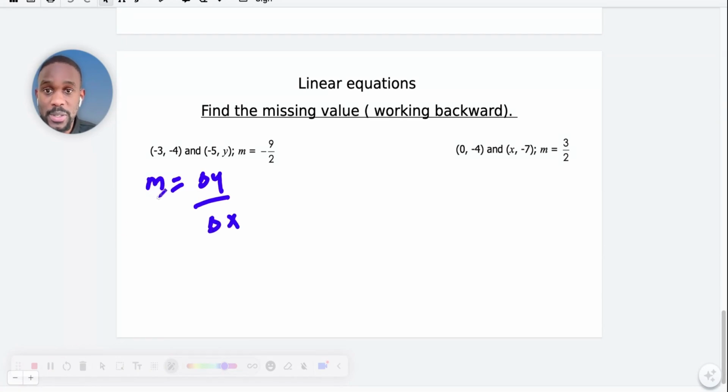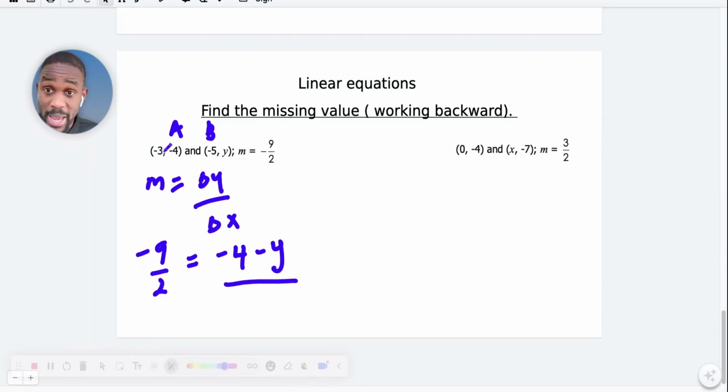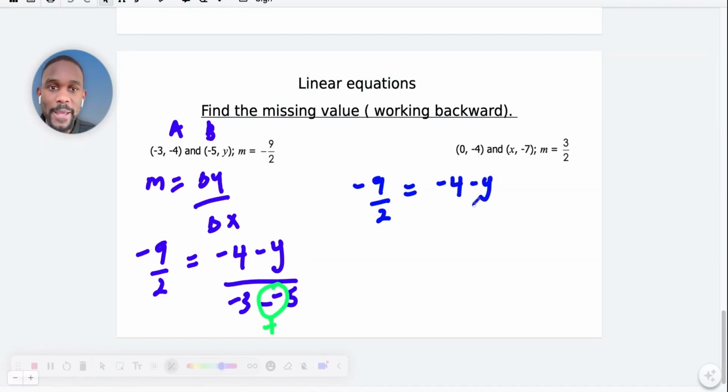Now let's substitute. We know the slope. Here it's negative 9 over 2. And let's get the change in y. It doesn't matter which point you want to start from. Let me start from A to B. The change in y will be negative 4 minus, here the y is y. That's what we're looking for. And then going back to A, the change in x, we're starting with negative 3 minus negative 5. Like I said, every time you have a minus negative, that turns into a positive. So if I rewrite this, negative 9 over 2 is equal to negative 4 minus y over 2.